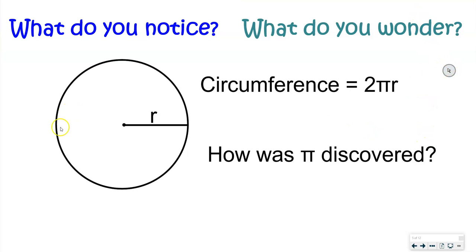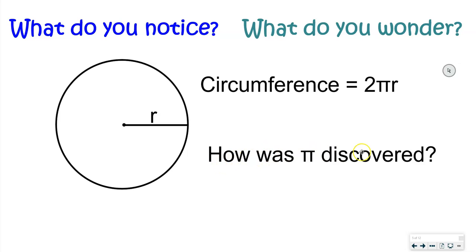What do you notice about this? We have a radius, right? And it says the circumference is 2 pi r. So what I want to tell y'all is if I take this radius right here and I start putting it around this circle, it actually comes out to be 6.28 radii that create the circumference of the circle. And that happens every time.